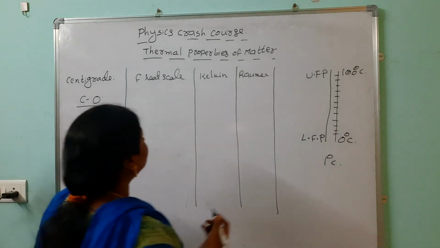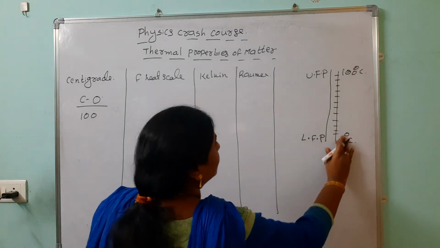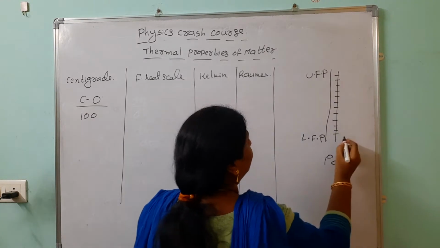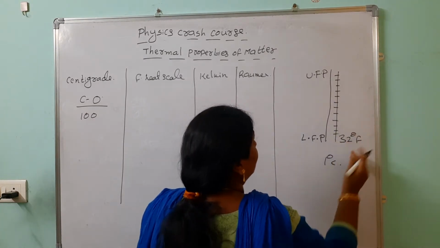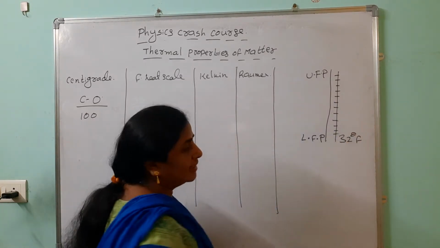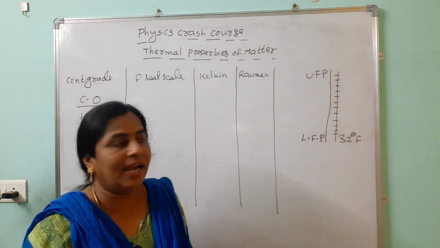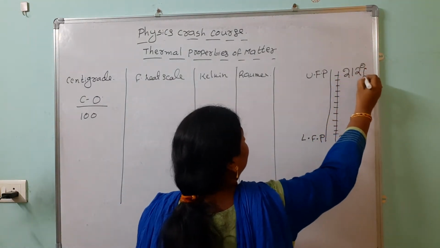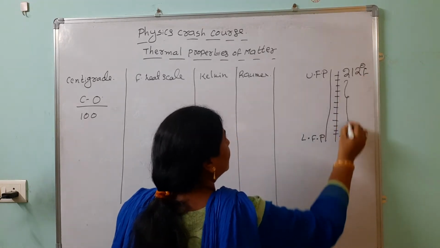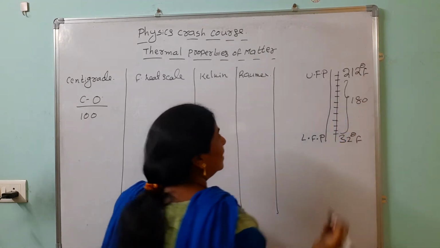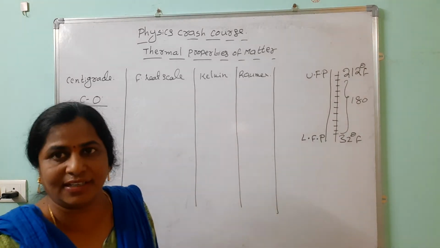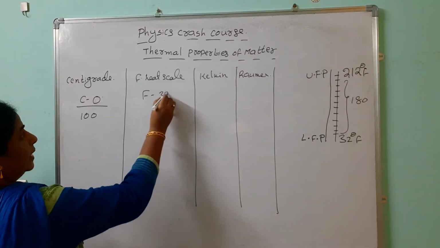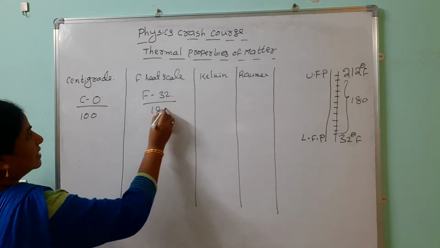When we go to the Fahrenheit scale, the lower fixed point is 32 degrees Fahrenheit. He took the freezing point of ice as 32 degrees Fahrenheit, and the upper fixed point is, you should remember these values, 212 degrees Fahrenheit. The number of divisions is 180, so each division is 1 degree Fahrenheit. So here we write (F minus 32) by 180.